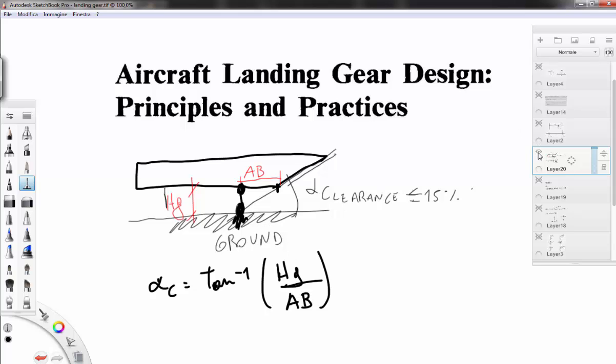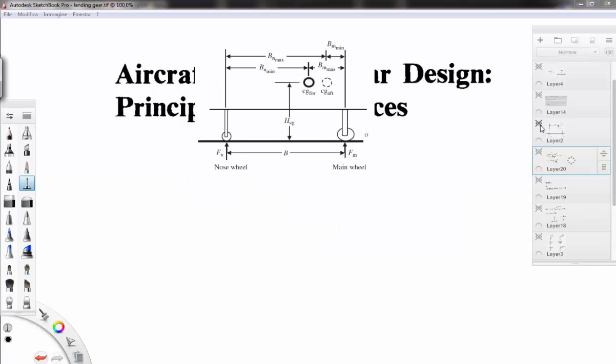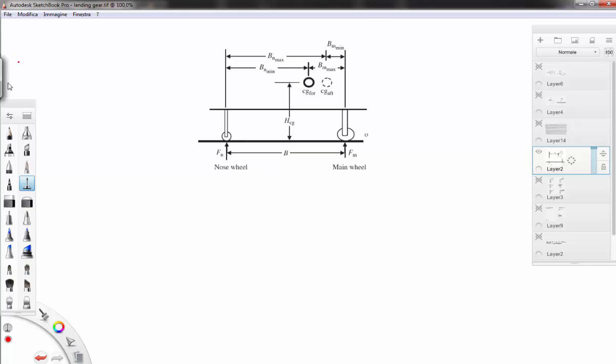Next step is the track and the wheelbase. We can see that B is the distance between the nose wheel and the main wheel. You can see that the center of gravity is a guess, because if you add some weight on the nose, the center of gravity will move in that direction. So this is a trial and error process. You have to calculate your center, then calculate B, and so on.